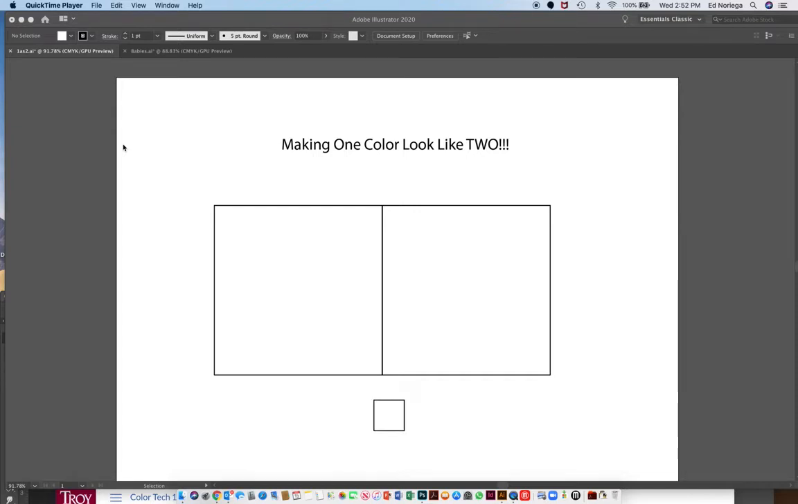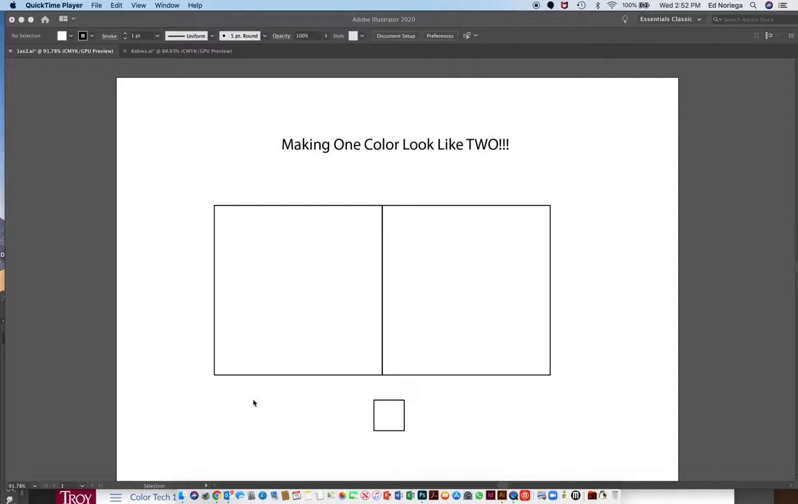Okay, so in this video, I am going to explain to you how to make one color look like two. In this first tutorial, I am going to start off with working with values first, and then after I will go into the colors. And you'll see how simple it is, and you really don't have to do much work at all.